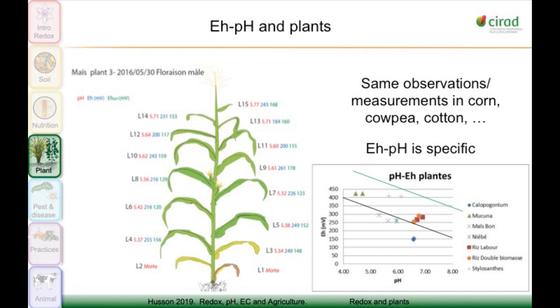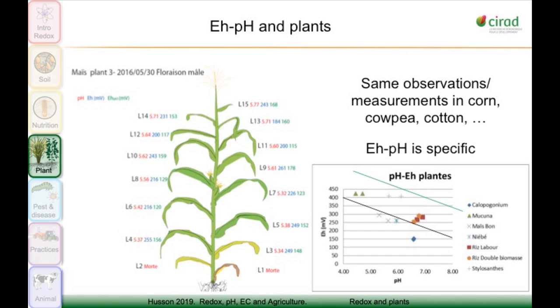Cassava has very low EH, for instance. All the solanaceae are at very high EH as compared to other plants. They are tomato, potato, they are above 320, 350, when rice is 250. Okay, we don't know why solanaceae are like this. We find it every time. But it's really specific. And then we measure at 10, 20, 30, 40, 50, 60, 70 days.